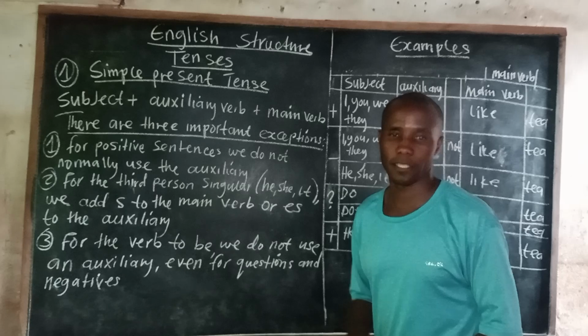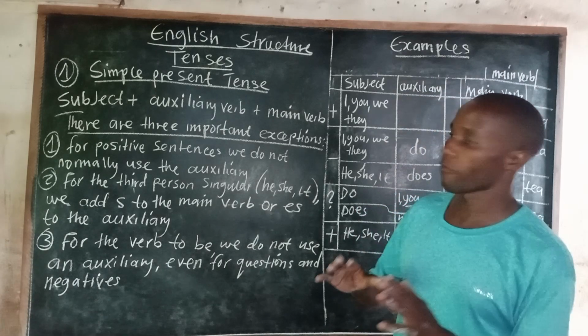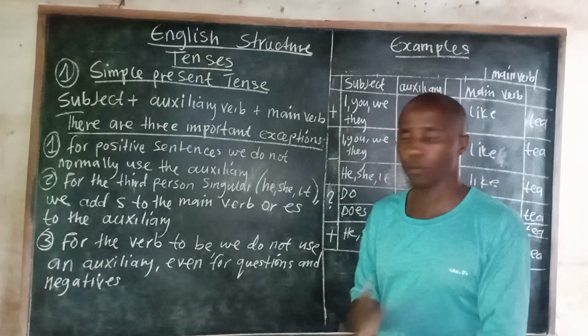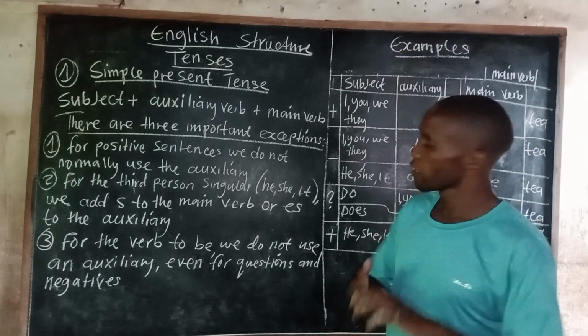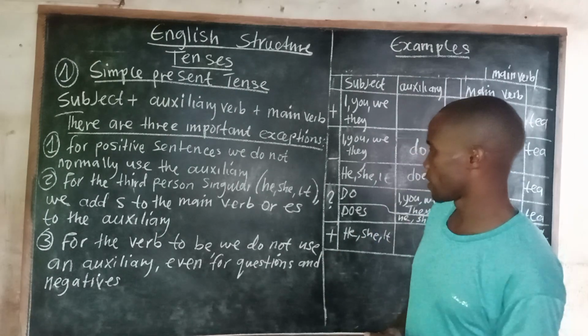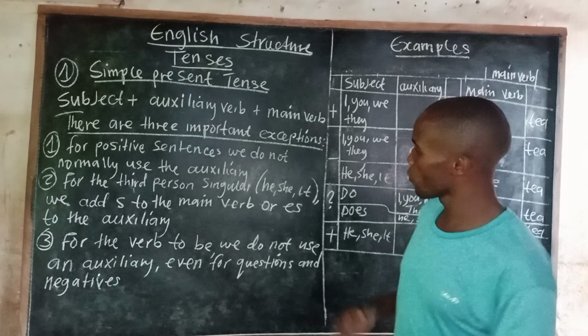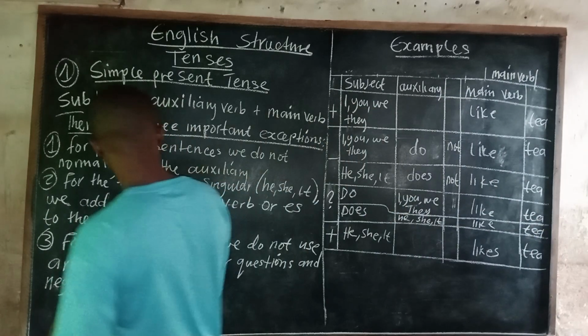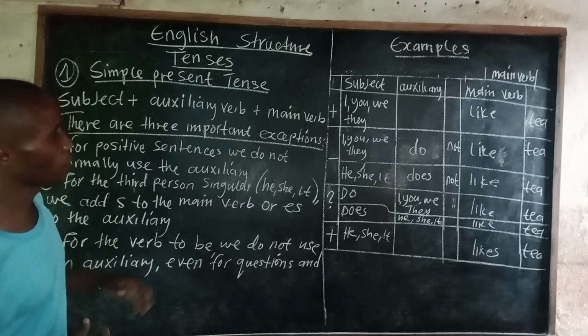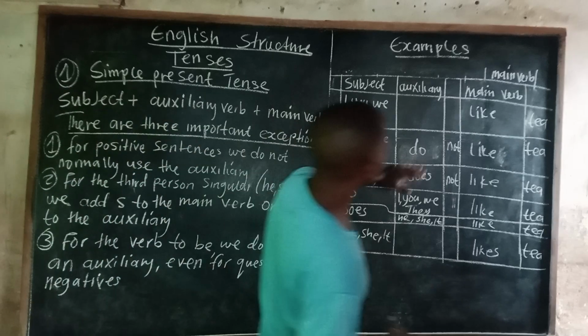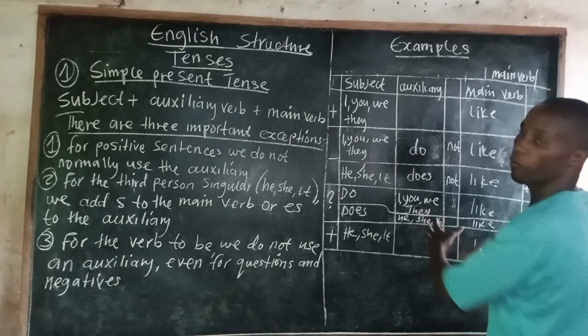and negatives. So we have three types of sentences: one, positive sentences; two, question sentences; three, negative sentences. So in negative and question, we don't use auxiliary verb. This is what they are talking about. Now we are going to see the examples in the form of a table.